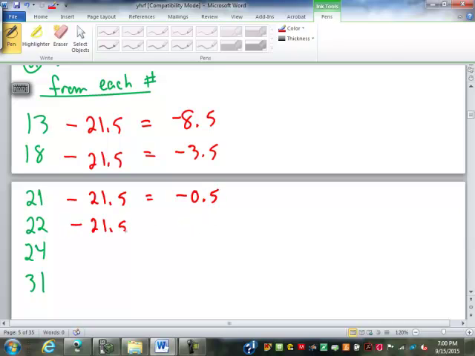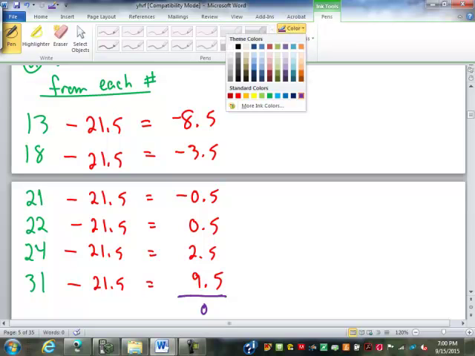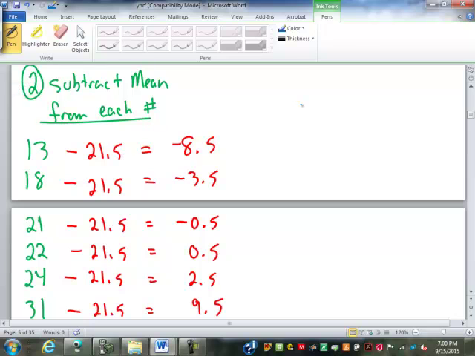22 minus 21.5 is a positive 0.5. 24 minus 21.5 is a positive 2.5. And 31 minus 21.5 is a positive 9.5. Now there's no reason to do it, but at this point, if you wanted to double check, if you were to add these up, they should add up to 0. Step 3. We're going to square each of these numbers.